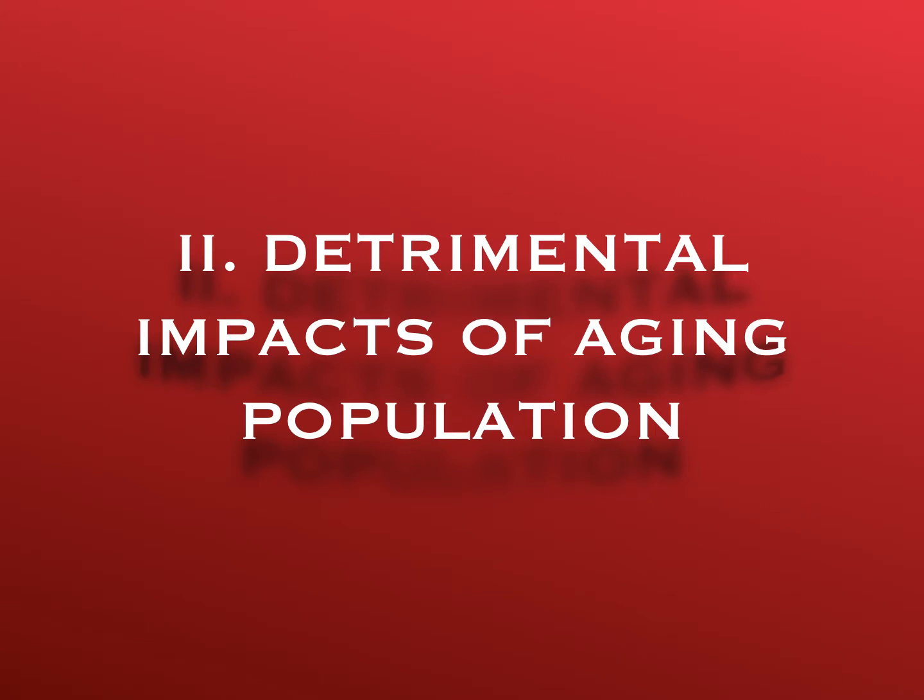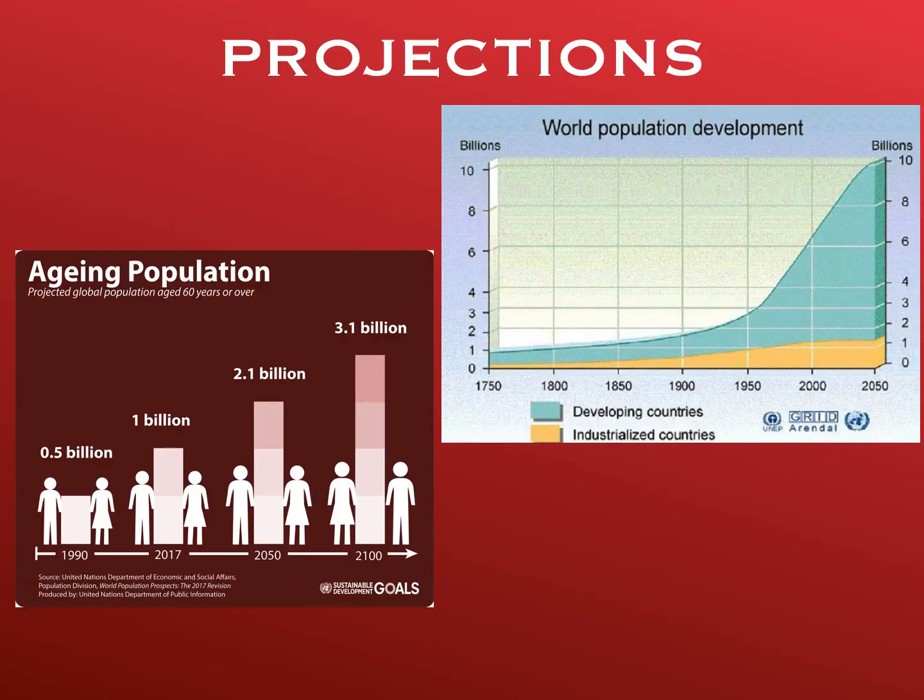The next phase we are going to talk about is the detrimental impacts of an aging population. According to the United Nations Economic and Social Affairs, globally, the number of persons aged 60 and above is expected to more than double by 2050 and more than triple by 2100.